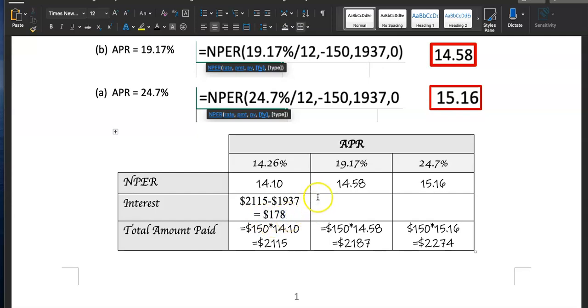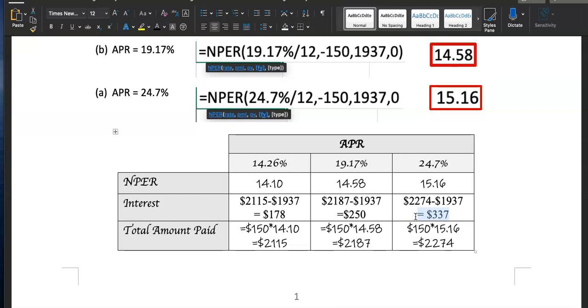Okay, next one, to find the interest that I paid, I'm going to do total amount paid minus the original amount borrowed. Total amount paid is $21.87, subtract the original amount of $19.37. So as you can see, the interest that we paid is slightly higher compared to the one with the lower APR. Now, as you can expect, this will be the highest. Subtract the total amount by the original amount that you actually borrowed on this credit card. So, with the highest APR, of course, you're going to pay the most interest.